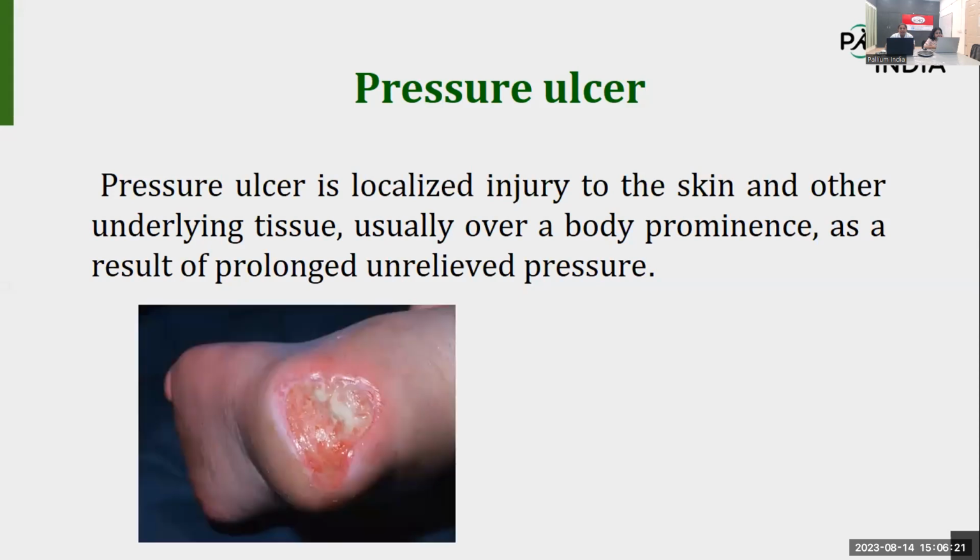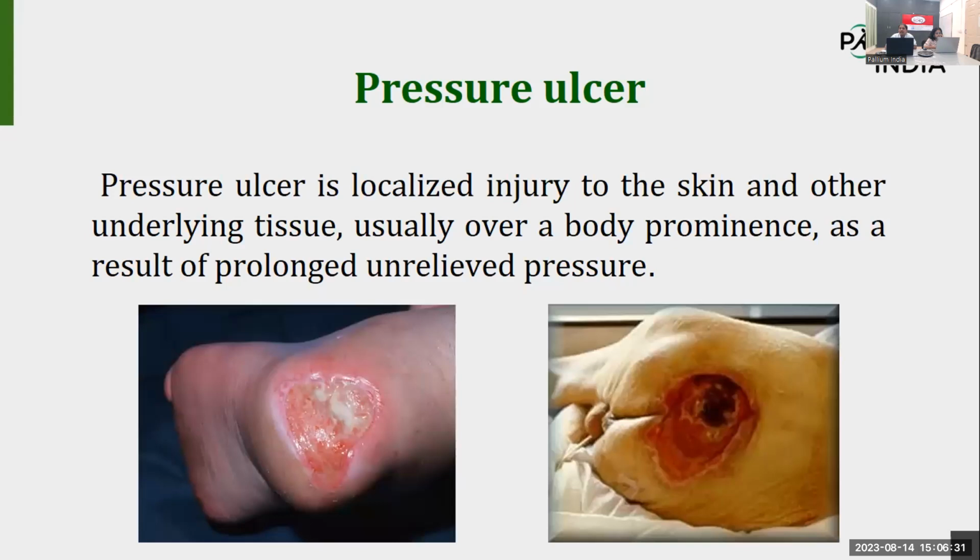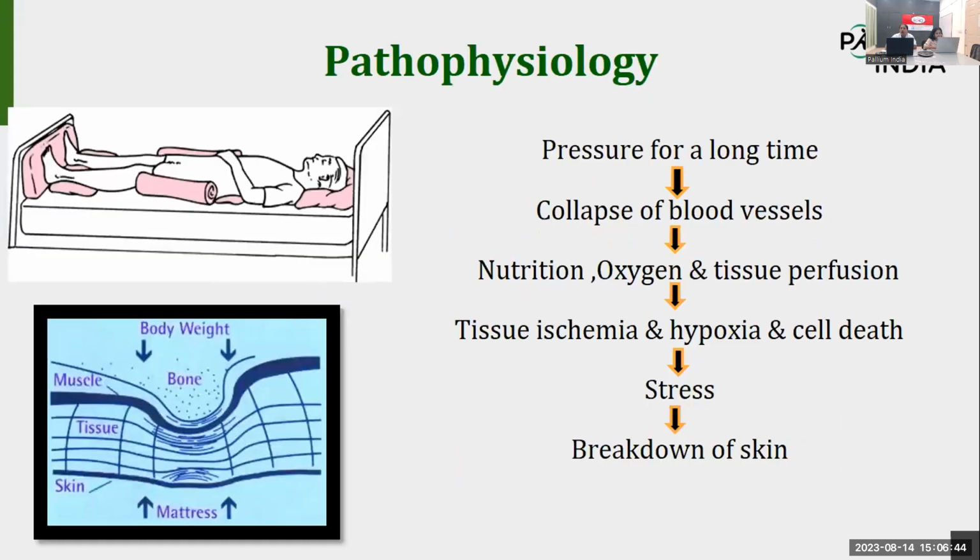Next, this is the image as shown: because of the unrelieved pressure, especially in the heel area, in the bony area there is a pressure ulcer. This is the sacral area. Especially when the supine position is attained, the prominent bone in the sacral area will lead to the pressure ulcer. Right. So first we will look into the pathophysiology.